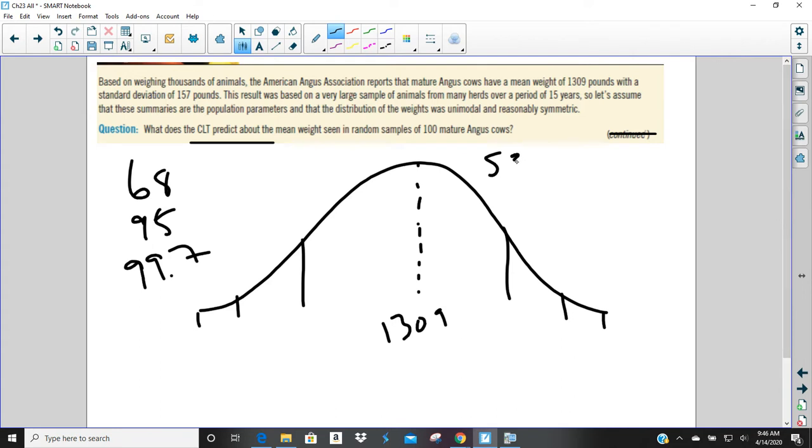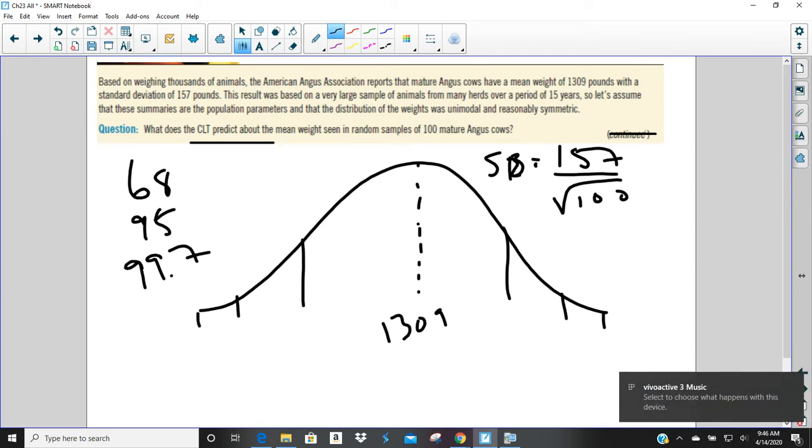I'm going to do the standard error, well, I guess this is actually standard deviation because it's over a large time period. We have 157 divided by the square root of 100 mature cows. So 157 divided by 10 is going to be 15.7. So the standard deviation is going to be 15.7.